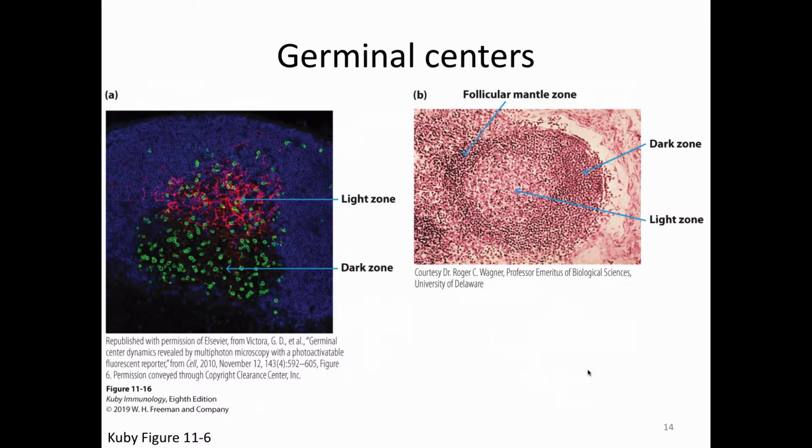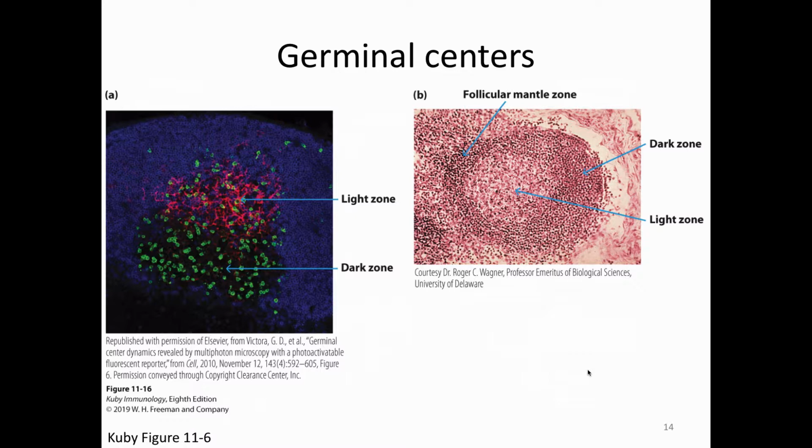Why do you think the dark zone is called the dark zone? Huh? It's dense. There are a lot of cells there. Light can't go through it very easily under the microscope, so it looks dark. But the idea with the dark zone is there are a lot of cells there. And why do you think the light zone is called the light zone? Yeah, there are fewer cells there, so the light can go through easier.